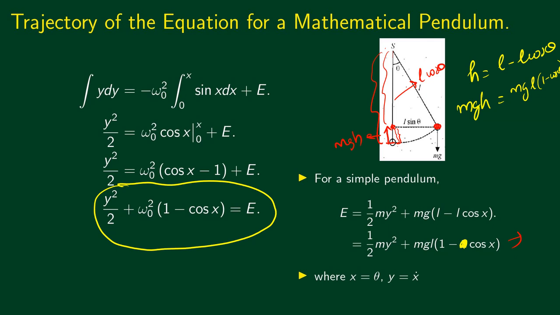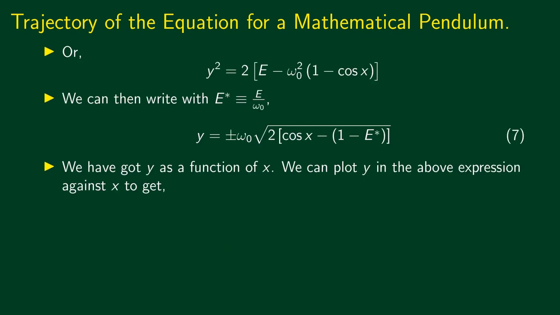Now we can solve for y. What we are interested in is y as a function of x. So y of x is equal to twice (E minus omega 0 squared times (1 minus cos x)). Actually this is y squared, so you have to take the square root and you'll have a plus or minus. So y squared is equal to 2 (E minus omega 0 squared (1 minus cos x)).